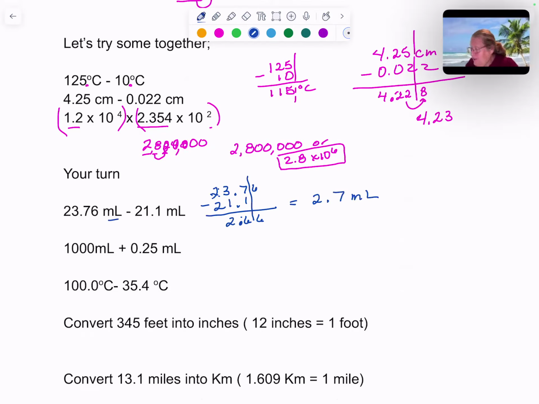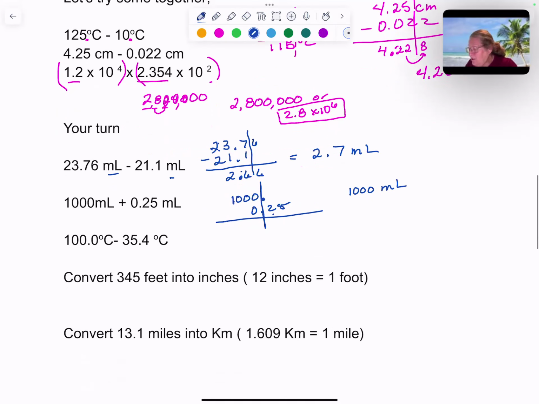Make sure we carry that unit through. Here we have 1,000 plus 0.0025. Well, that 0.0025 is very insignificant compared to that 1,000. So 1,000 has its decimal right here. 0.25, we're going to cut it off at the least number of decimal places, which would be right there at the decimal point. Since that's a 2, we're not going to round up, so our rounded answer is still going to be 1,000 milliliters.